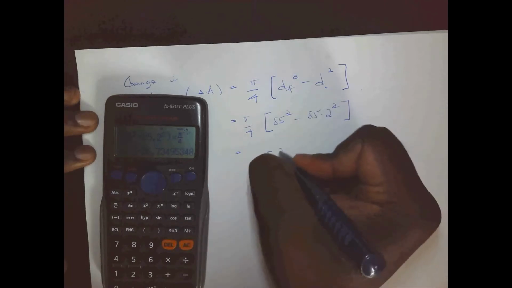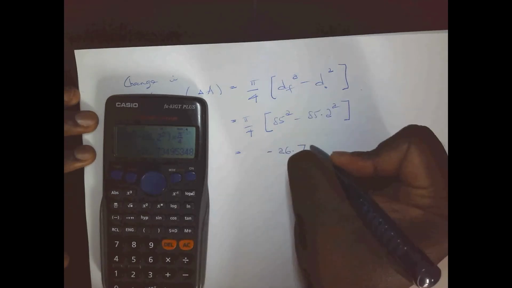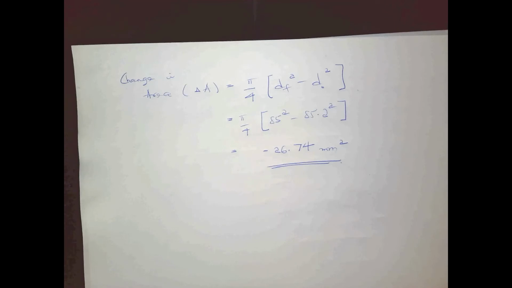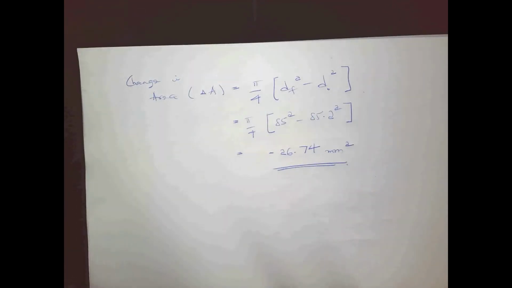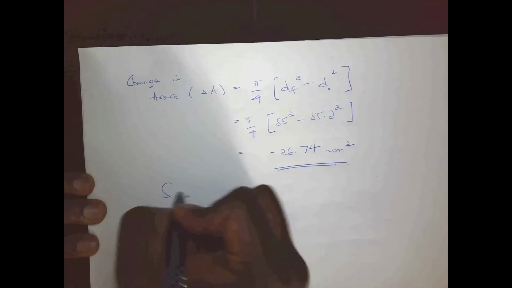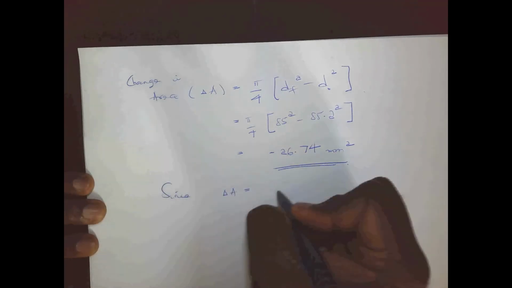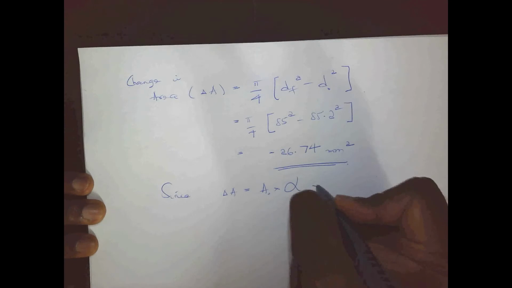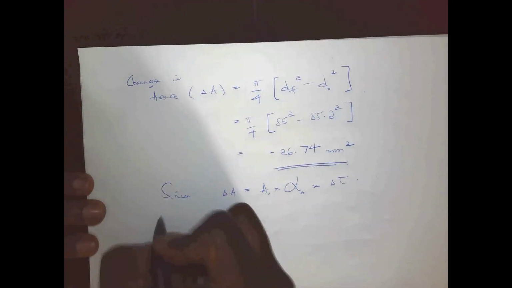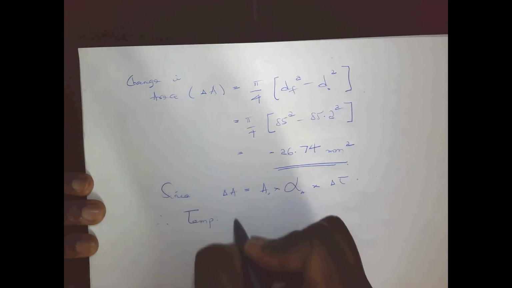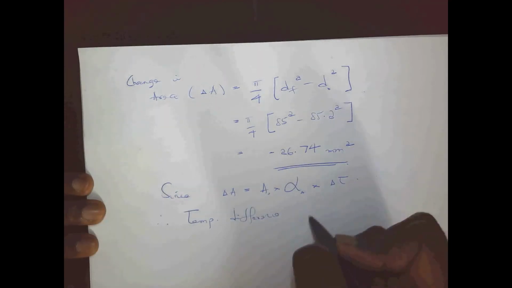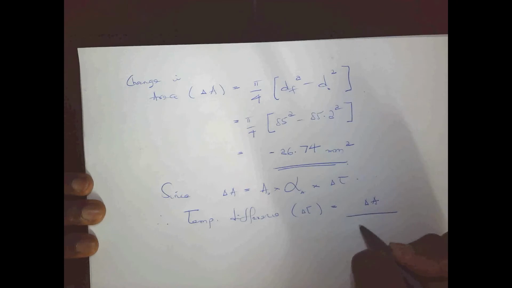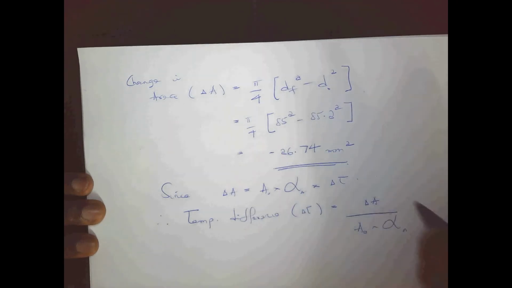And that will be minus 26.7, let's call that 74 millimeters squared. Okay. So I'm going to use a similar methodology in establishing how we need to go about calculating the temperature differential. So since delta A is equal to the original area of the shaft times alpha A times delta T, then the temperature differential, that is delta T, will be equal to delta A all divided by the original area times alpha A.